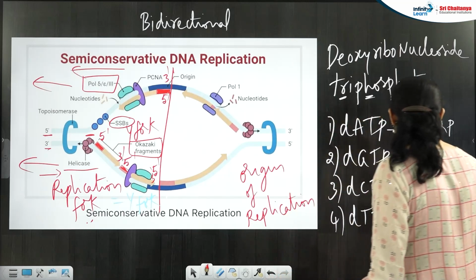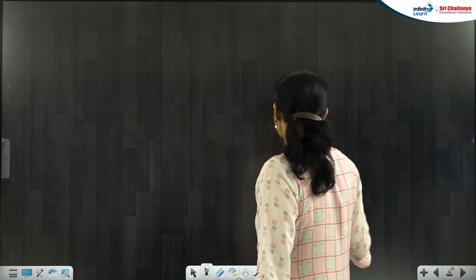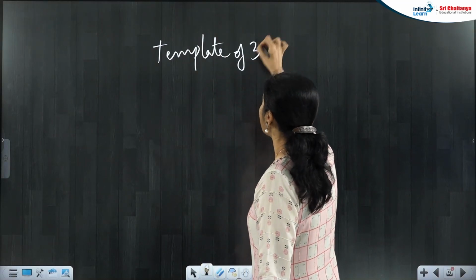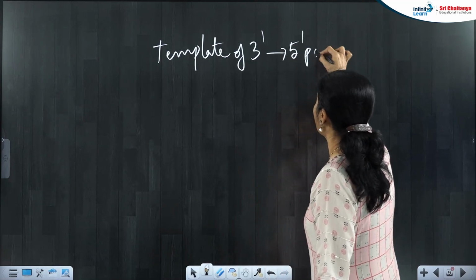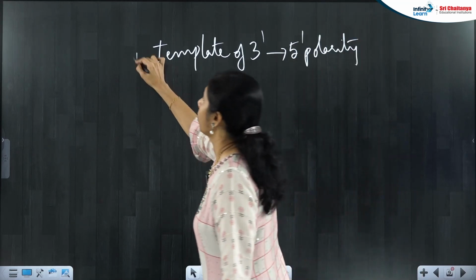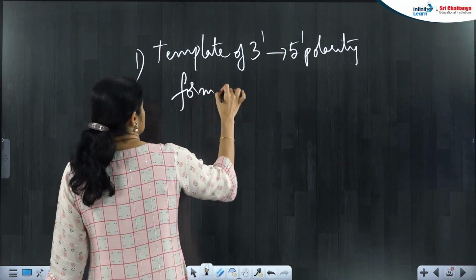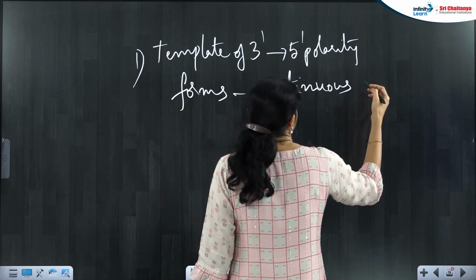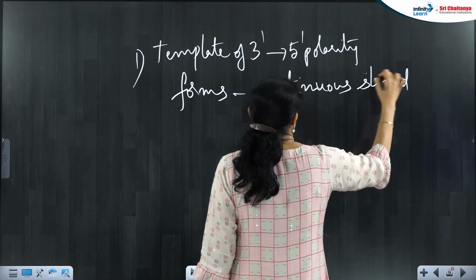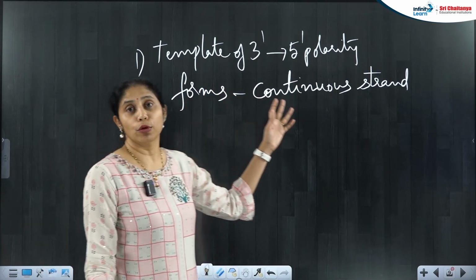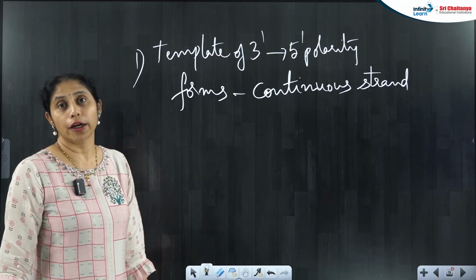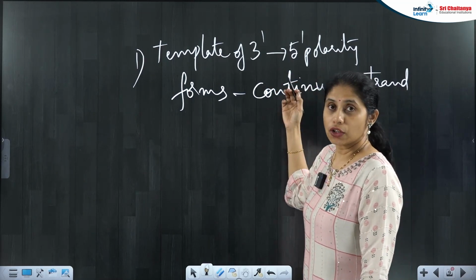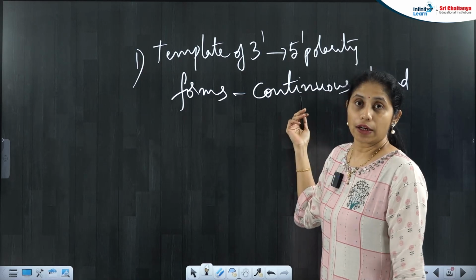So, what you have to remember here is always the template of 3' to 5' polarity forms continuous strand. The template which is having the 3' to 5' polarity will always form the continuous strand, because it will be starting with the 5' and the direction of replication and the opening of the DNA is in the same direction.